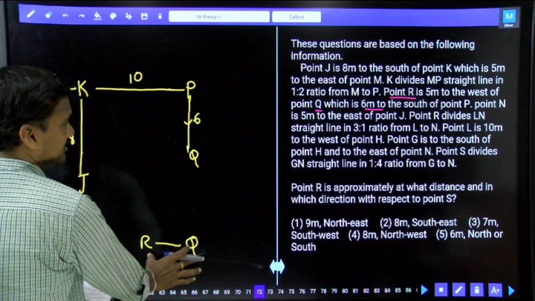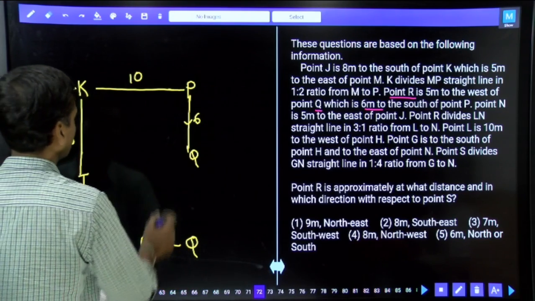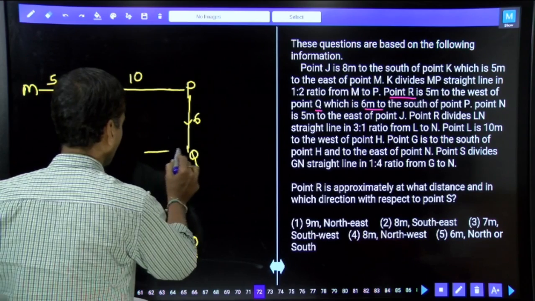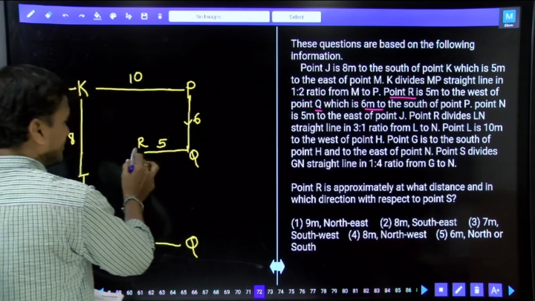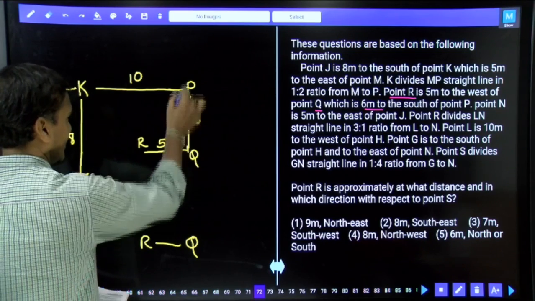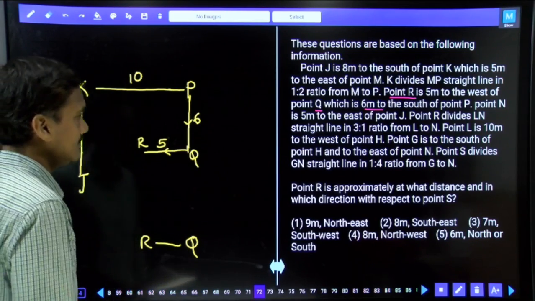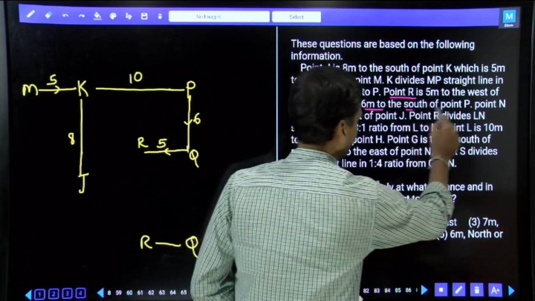And what is the relation between R and Q? R is 5 meters to the west of Q. Now from here, R is somewhere here. And what is the distance we have? 5 meters. R is 5 meters to the west of Q, and Q is 6 meters to the south of P. As of now, we are done with this.